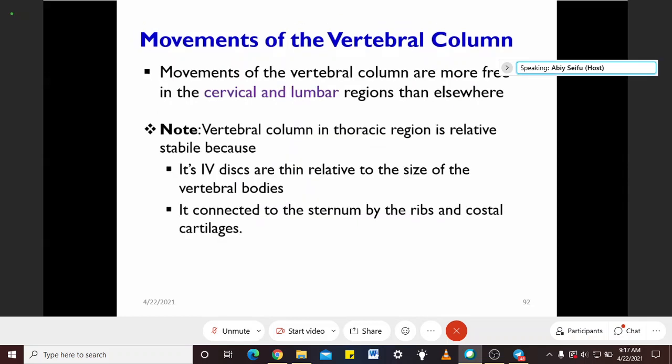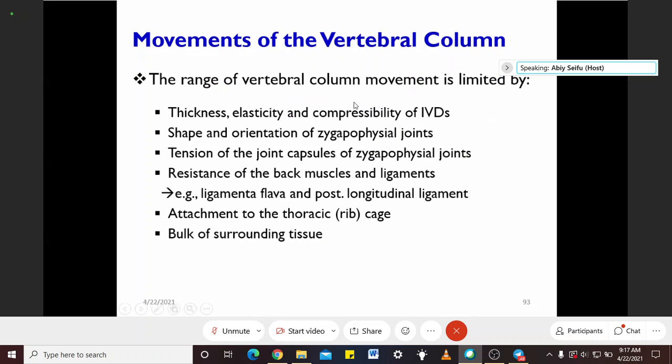For instance, one of the factors that determines the degree of movement is the size of the intervertebral disc. If the size of the intervertebral disc increases, the degree of movement also increases. If it is smaller, the degree of movement is smaller. Now the other one is the nature of the intervertebral disc. If it is more elastic, movement is higher. As well as the orientation and shape of the zygapophyseal joint, that means the joint between the articular processes.